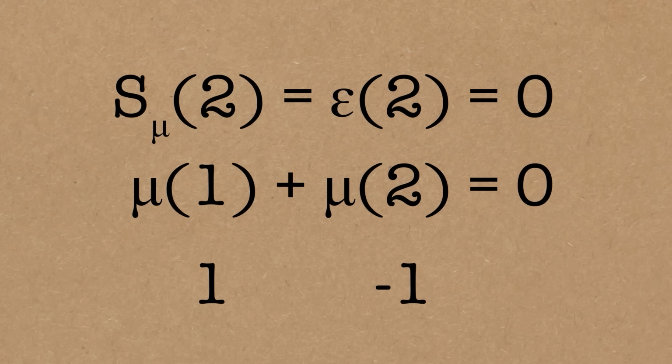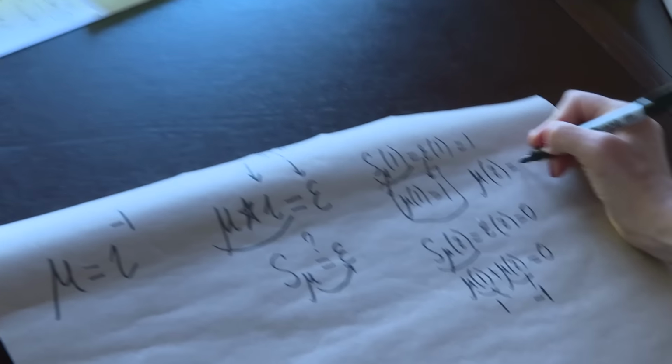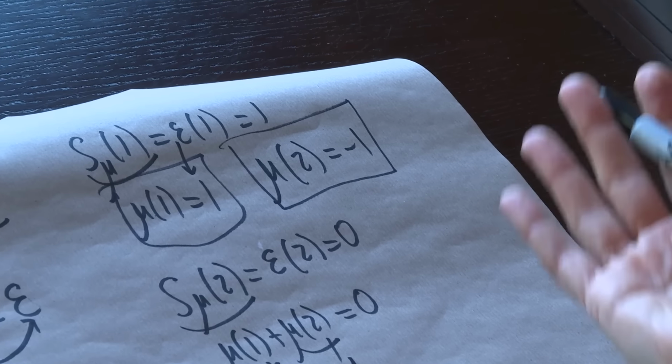So some multiplicative functions output negative numbers. That's okay. So mu of 2 is negative 1. Sorry, I got carried away. How about mu of 3?